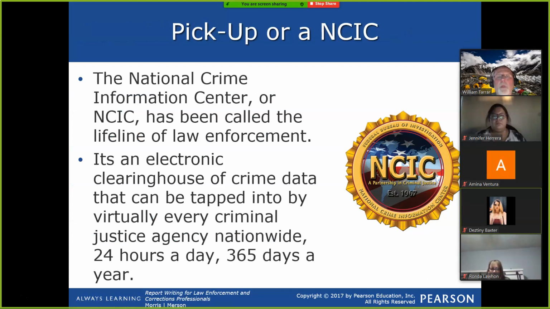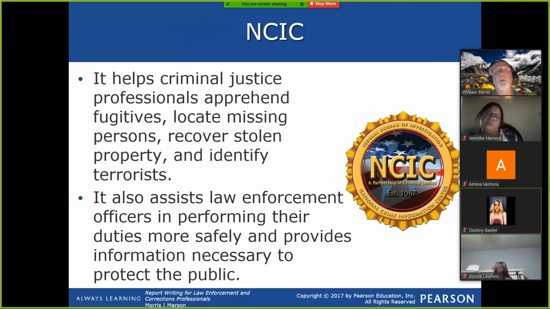But the NCIC, or the National Crime Information Center, they kind of call it the lifeline of law enforcement, because it is that electronic clearinghouse, again, of crime data that can be tapped into by virtually every criminal justice agency, and they all use it. And it's open all the time. It doesn't work 8 to 5. Okay, it's 24 hours a day, 365. So if you need to run something, or even if you wanted to call them, there's always going to be someone available to assist you there.